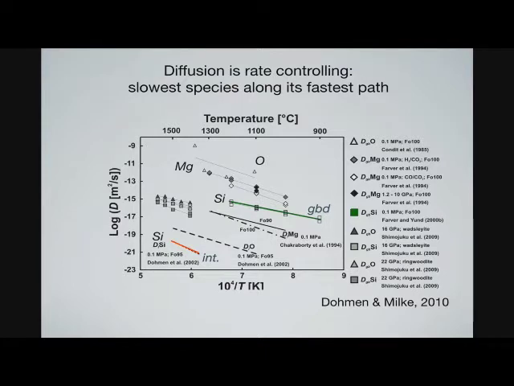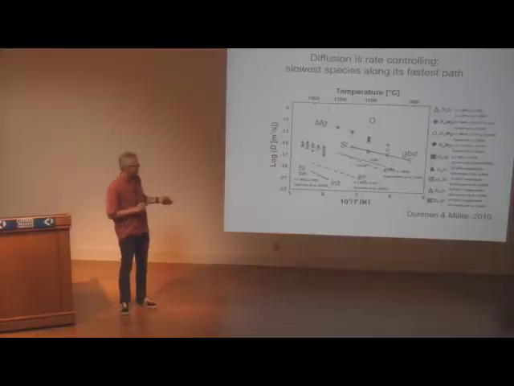What's plotted here is the diffusivity as a function of temperature, or rather inverse temperature, for, in this case, olivine. So silicon, oxygen, and then magnesium. These are grain interior diffusivities, so diffusion through the crystal lattice. And then these are grain boundary diffusivities. You can see, again, silicon, magnesium, and oxygen, and their order is different.